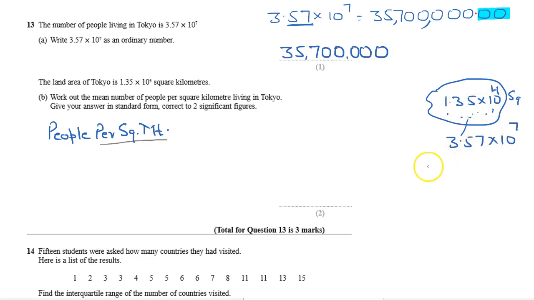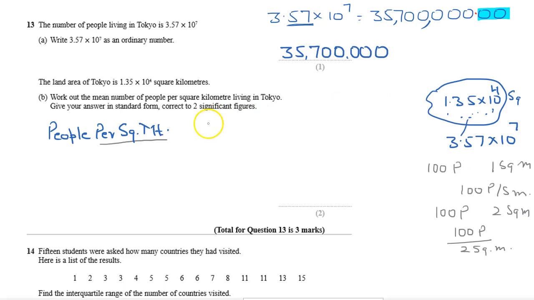For example, if we say 100 people are living in 1 square meter, so the answer will be 100 people per square meter. If 100 people are living in 2 square meters, so the answer will be 100 people living in 2 square meters.